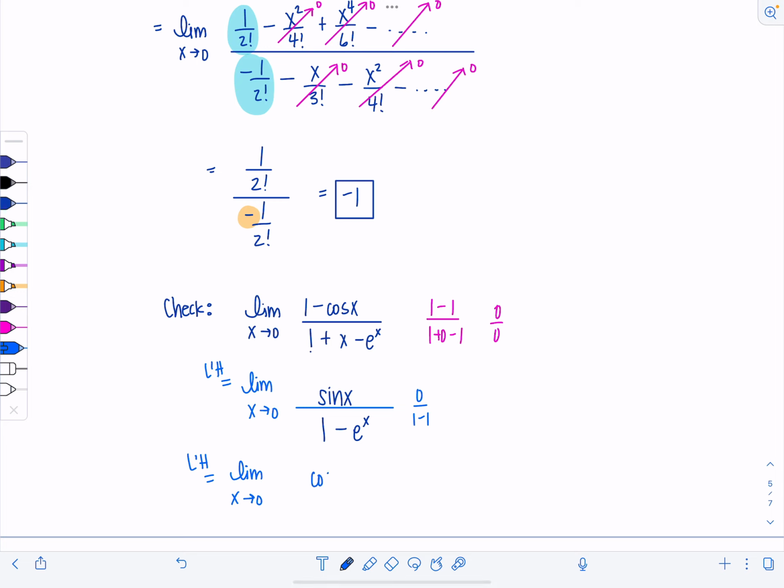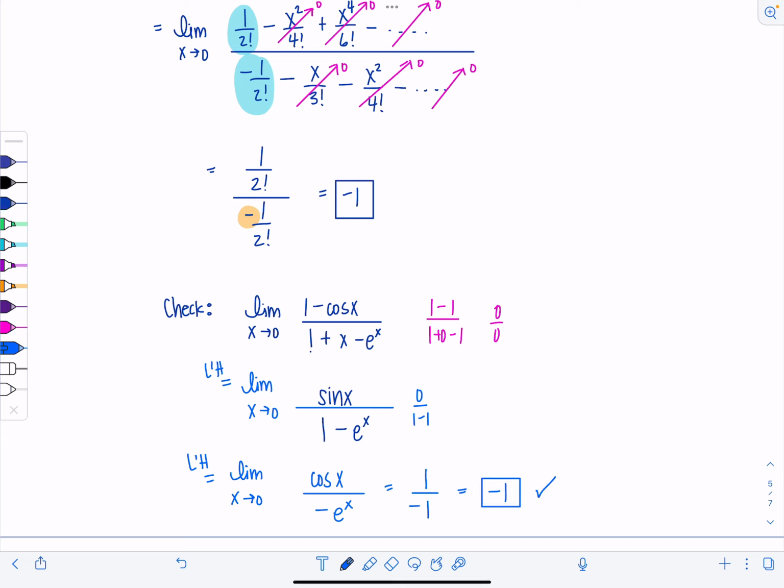Now in the numerator, we have cosine x over, derivative of 1 is 0, negative e to the x. And now if I direct substitute, I plug in 0. Cosine of 0 is 1, over negative e to the 0, which is 1, so this is negative 1. Oh, cool.